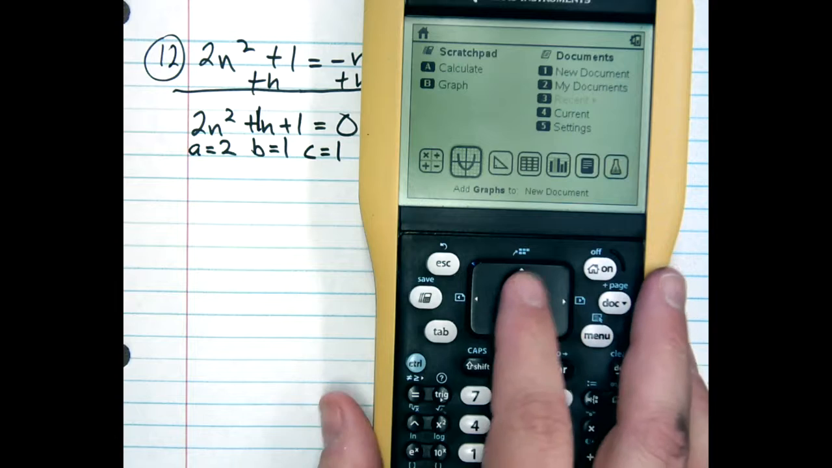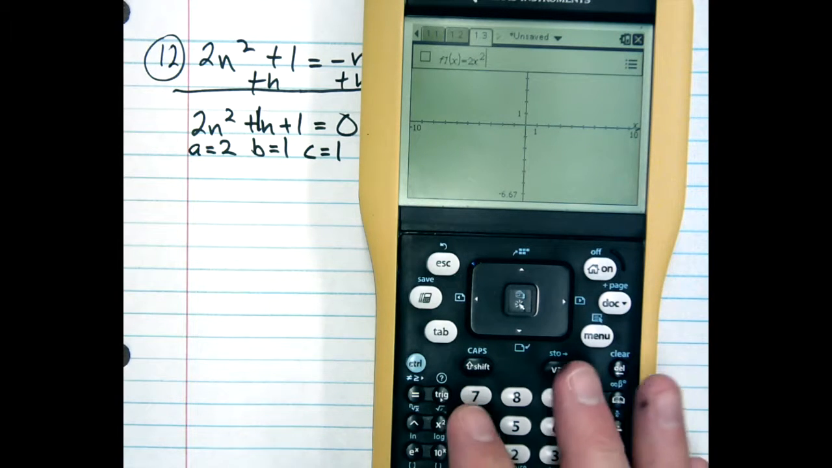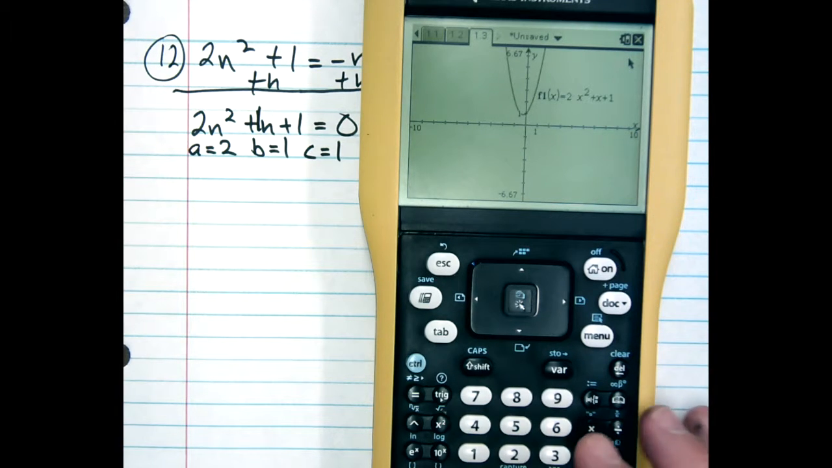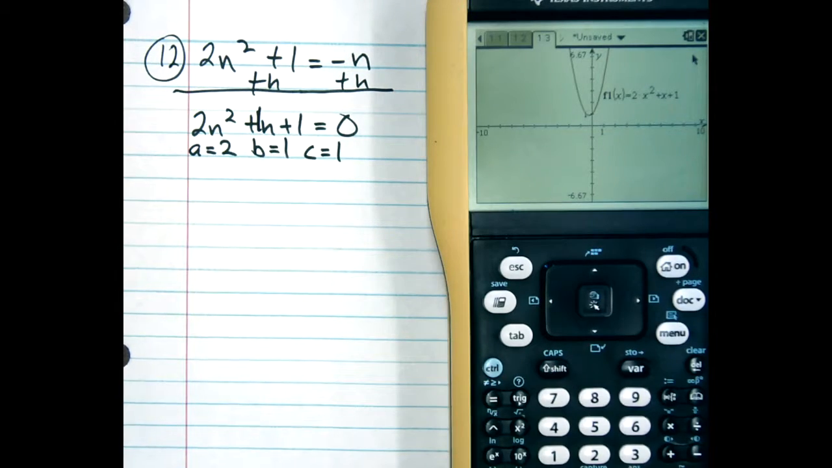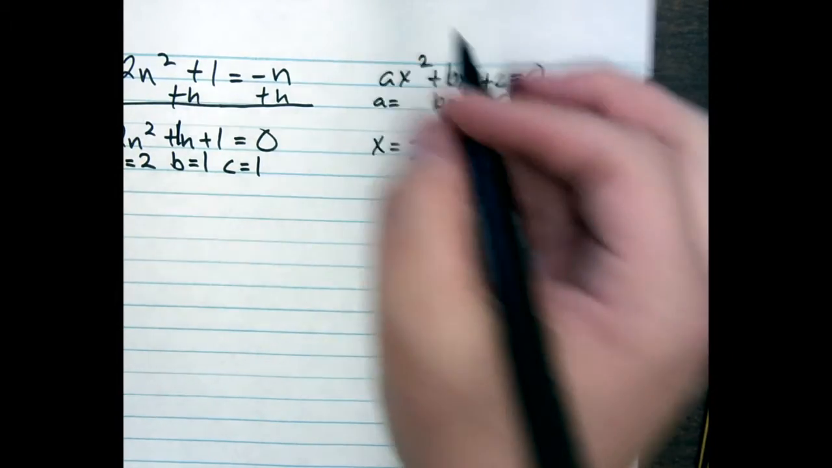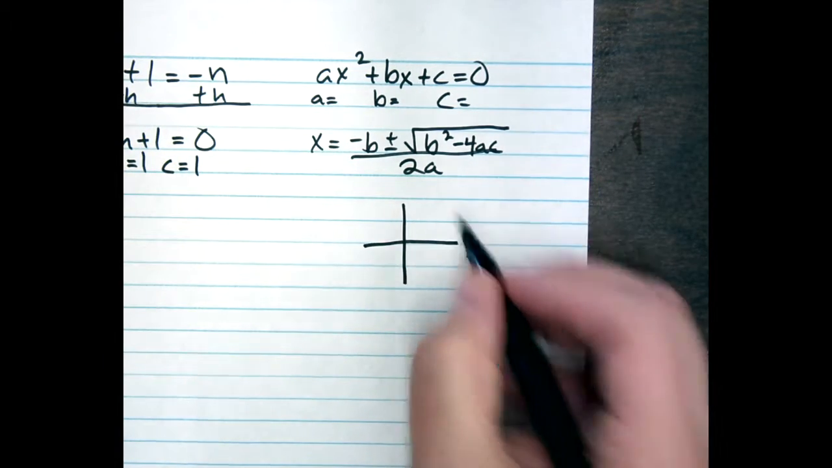If I graph this, if I say 2x squared plus x plus 1, and I hit enter, I get a very nice graph, but the y-intercept is positive 1. In other words, this never crosses the x-axis. So I'm going to sketch that here on the top of our paper so we can remember what that looks like. I've got a graph that looks like this.